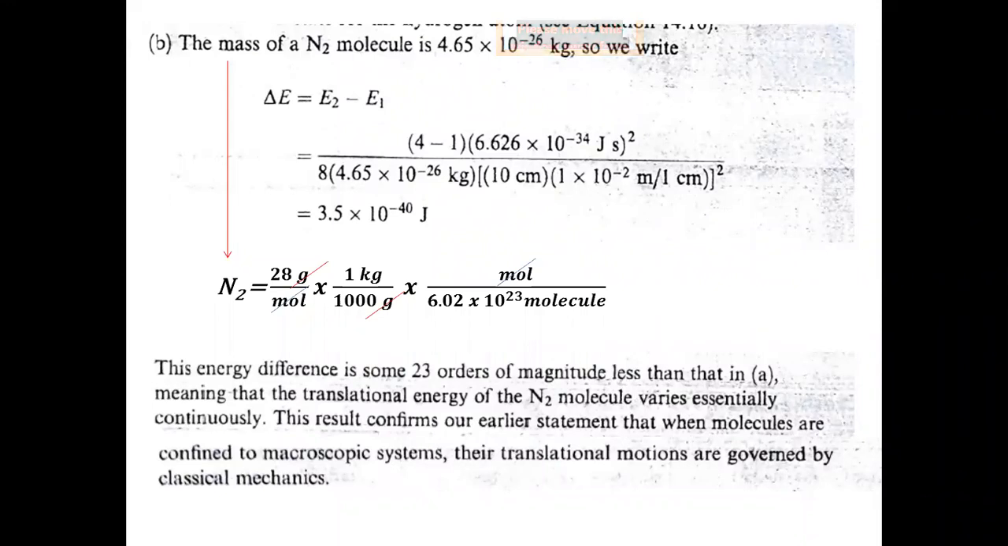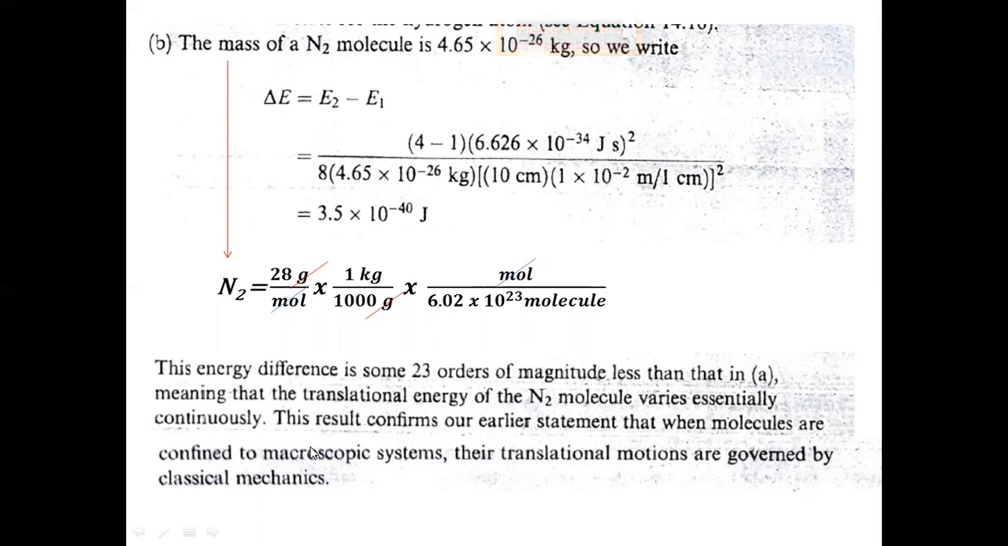So that is basically the difference between quantum mechanics and classical mechanics, as we discussed in one of the starting lectures of this course. This result confirms our earlier statement that when molecules are confined to a macroscopic system, their translational motions are governed by classical mechanics, not by quantum mechanics.